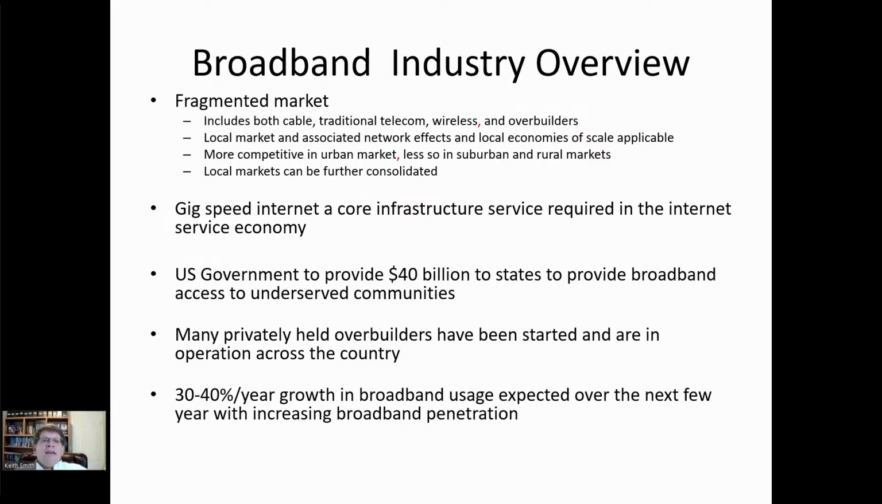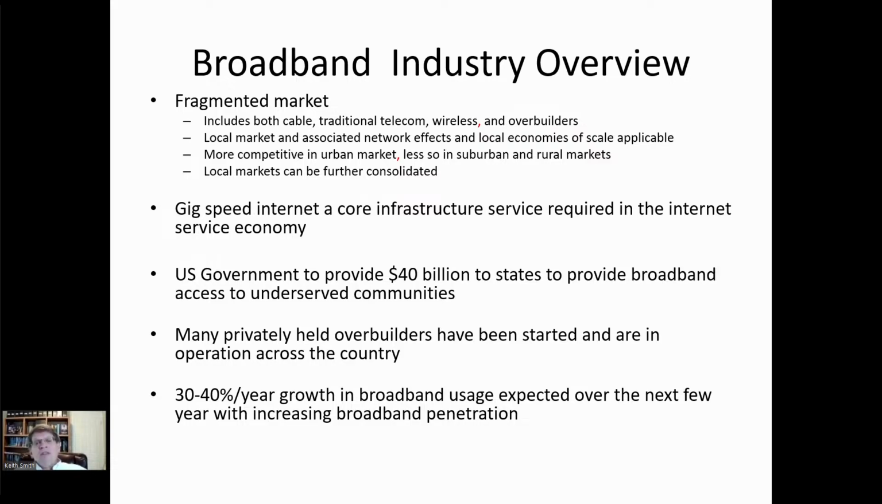Right now, I think gig speed internet is considered a core infrastructure service. The government is going to put $40 billion to the states to provide additional access. Now, what form that'll be in, it's still to be determined. It could be subsidies to people. It could be actually funding some of the networks, but this is a high priority. There's a lot of money that's going to be going towards it.